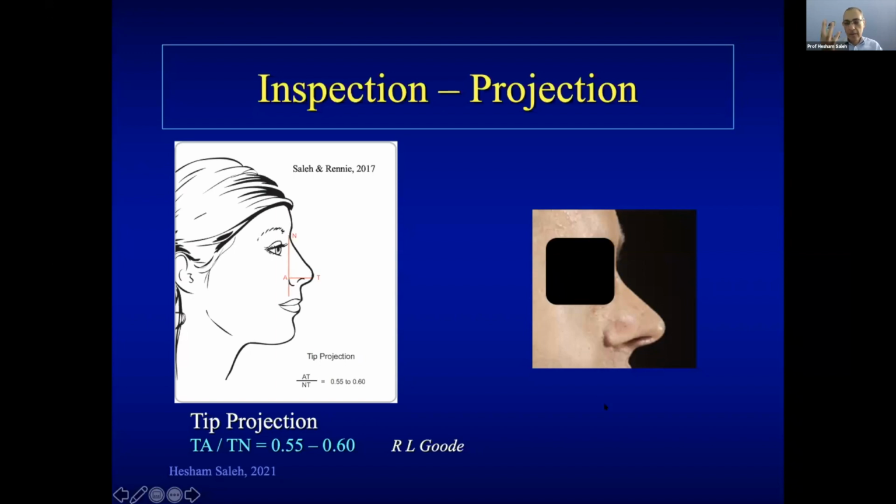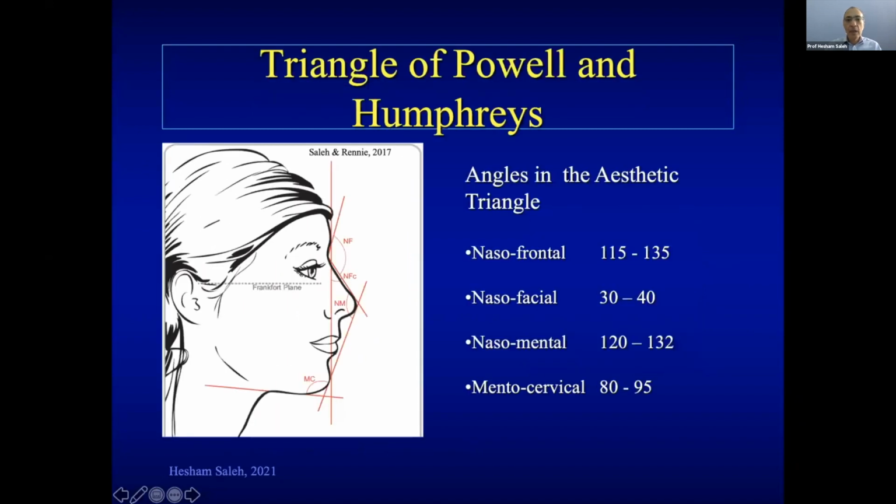You look at this, your eye will tell you this is a Pinocchio nose anyway, but sometimes the equation is important. So when you've done it with this gentleman here, 0.88, really wrong. That's very overprojected. Triangle of Powell and Humphrey, lots of studies were done on the nose. I don't really think anybody asks you details about this.